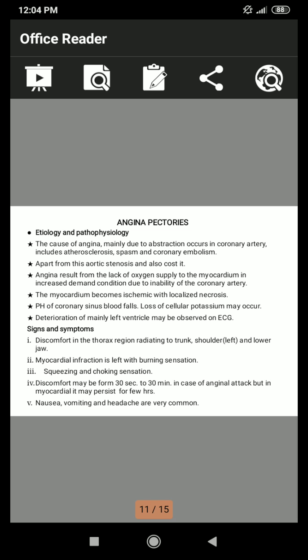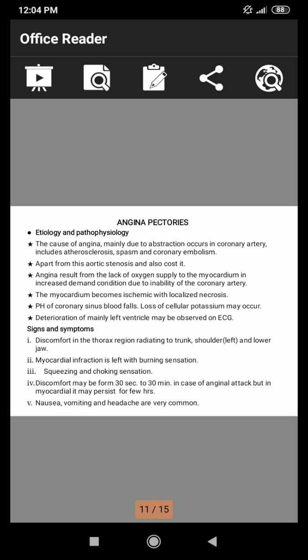Then deterioration of mainly the left ventricle may be observed on the ECG, the electrocardiogram graph. Next are the signs and symptoms of angina pectoris.